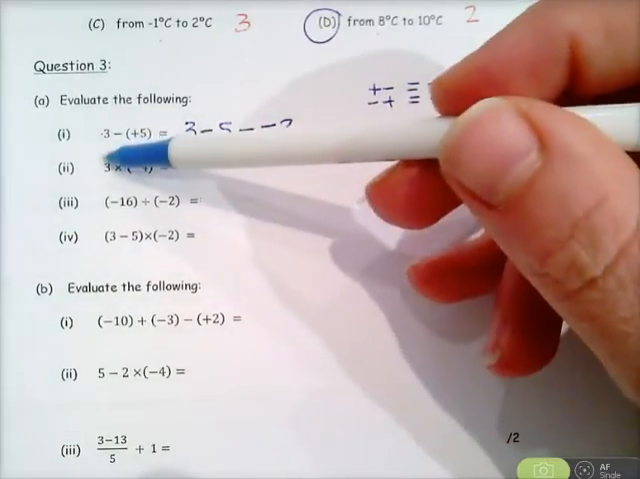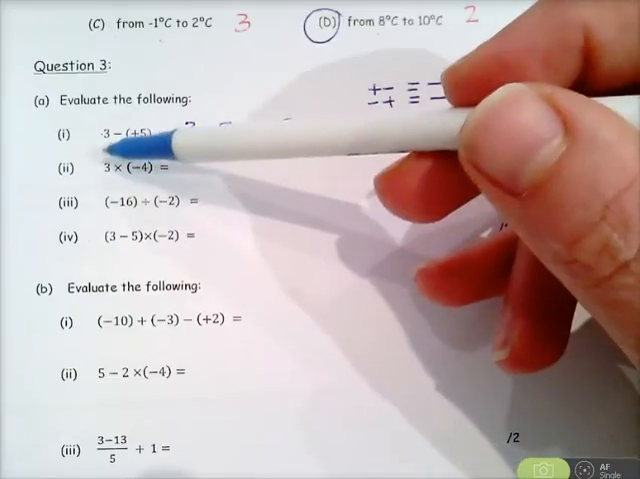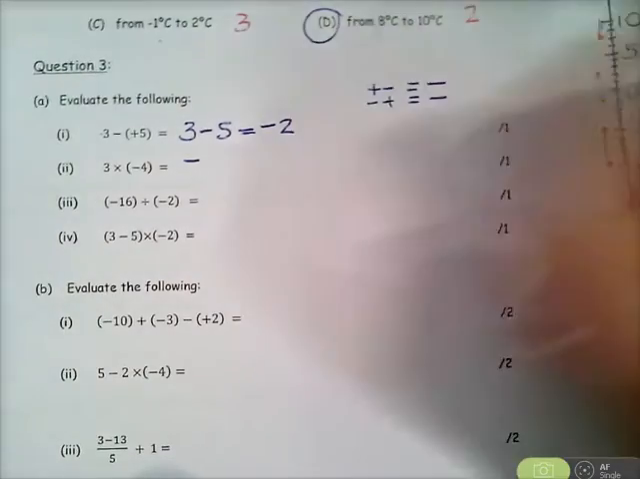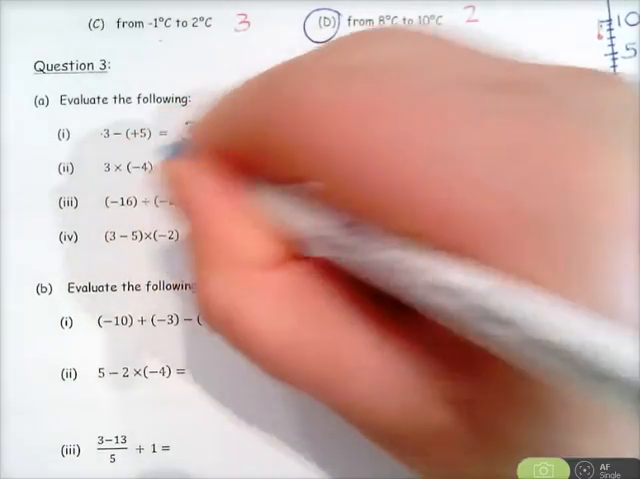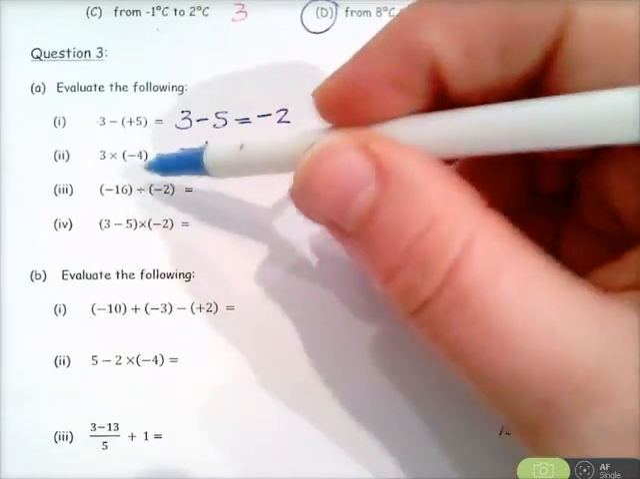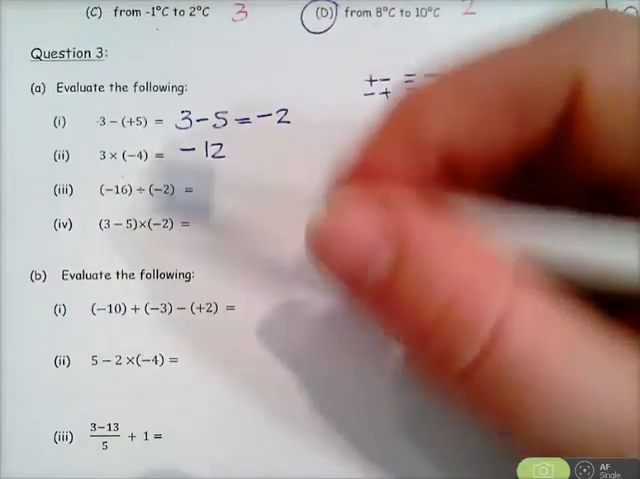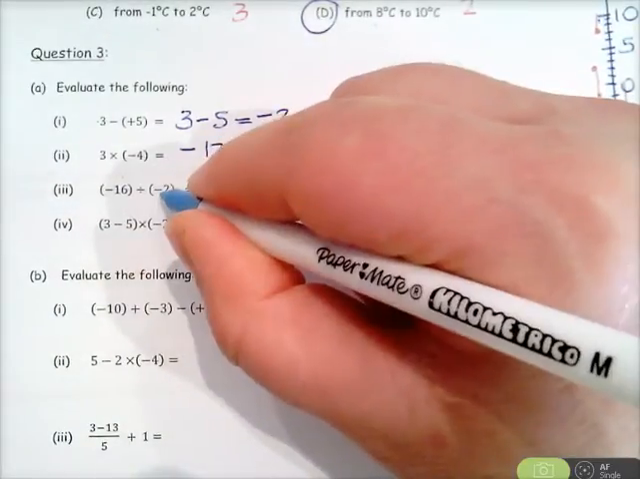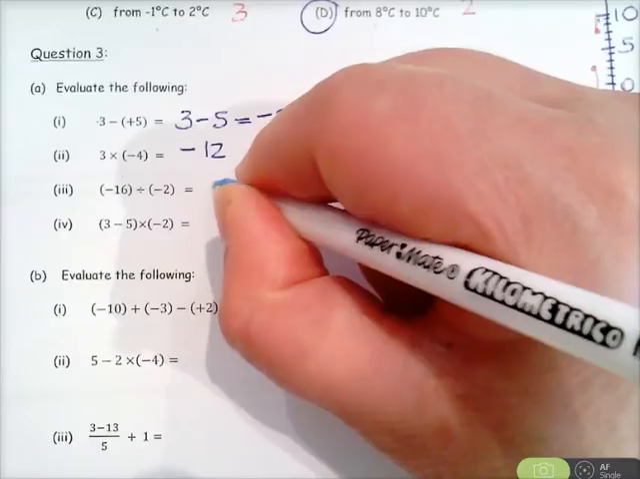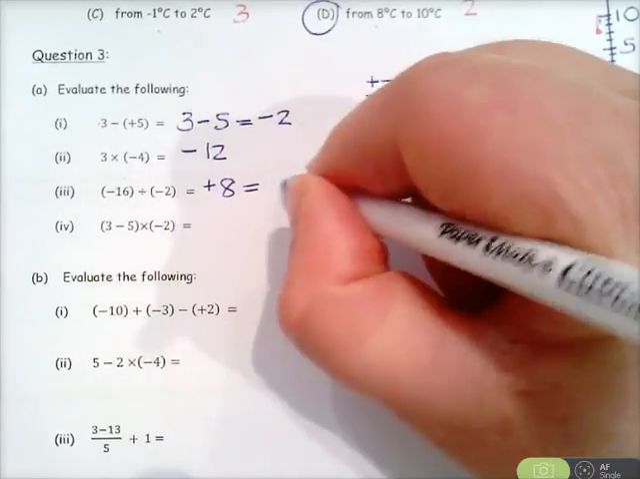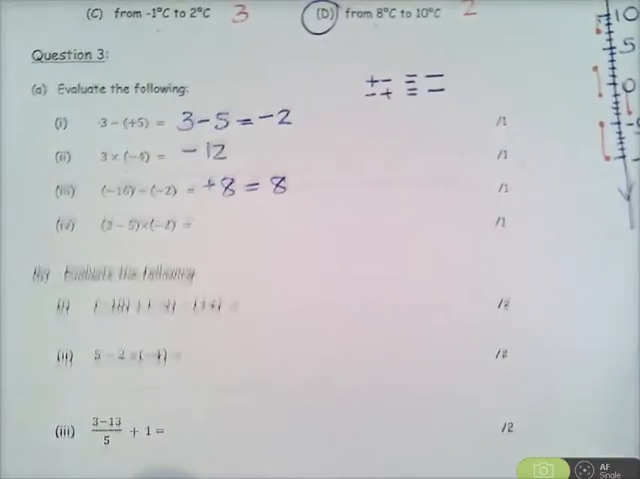Now in this next one here, 3 times -4. Now a positive times a negative is also a negative. And 3 times 4 is 12. So the answer is -12. Now in the next one, -16 divided by -2. Now a negative divided by a negative. When you've got two negatives divided by each other, you get a positive. So we get +8, because 16 divided by 2 is 8, or we can just write our answer as 8.